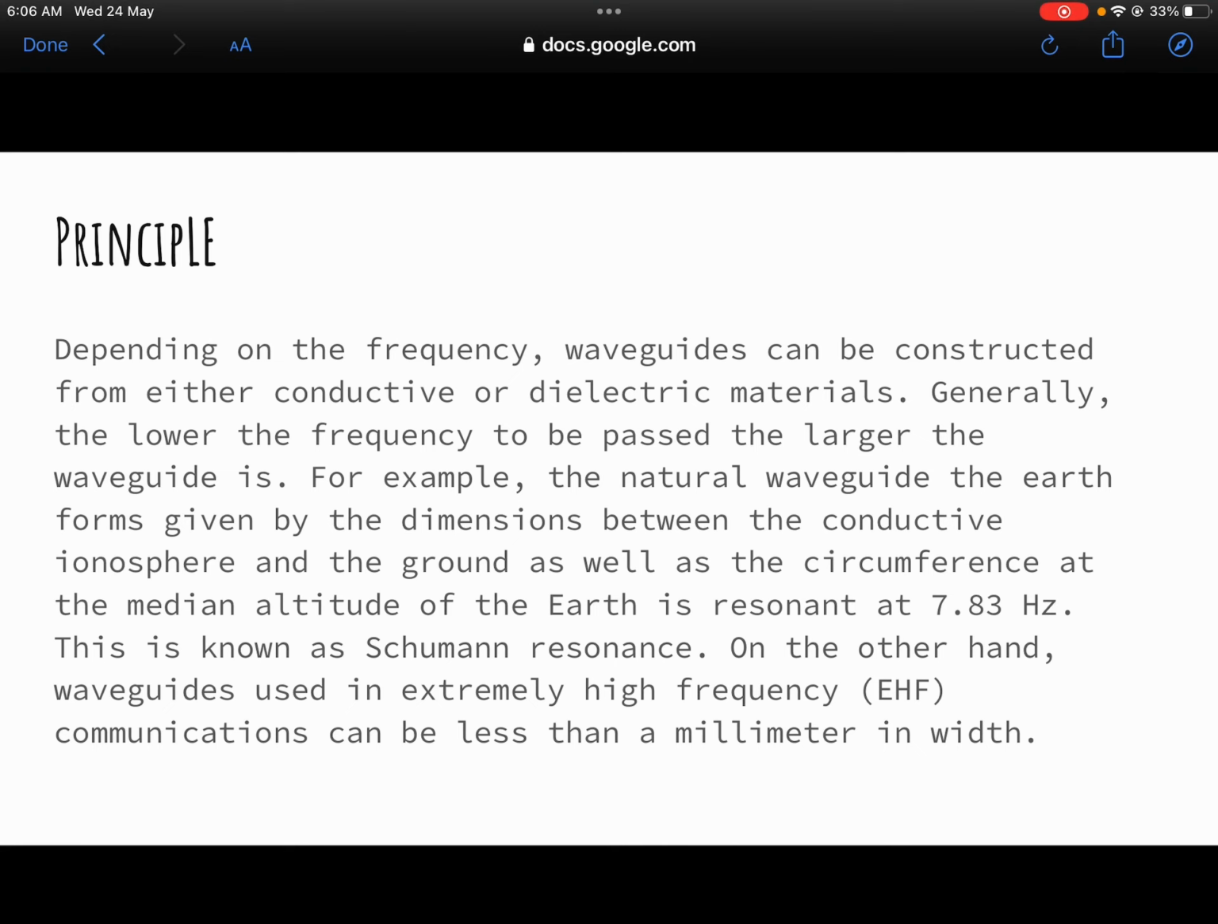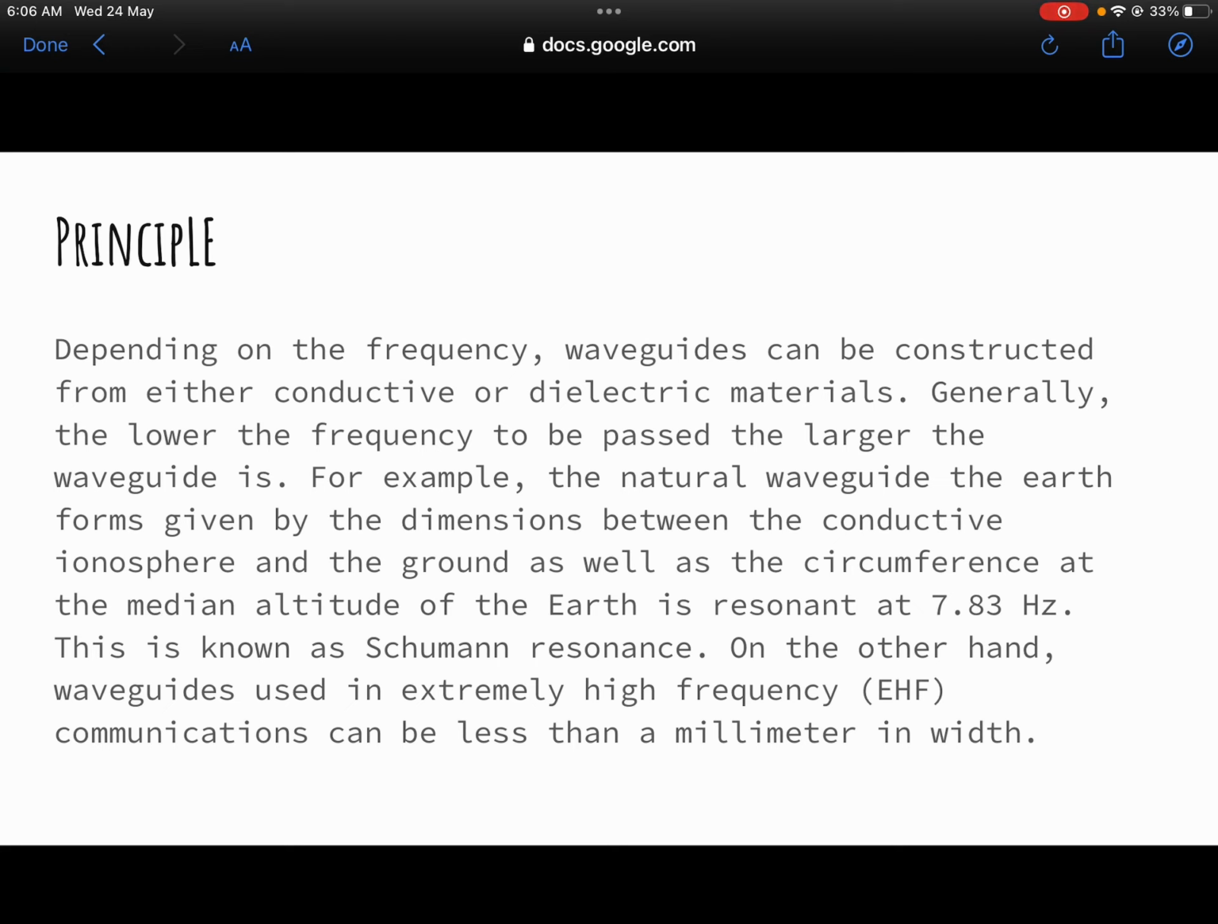Now let's talk about the principle of waveguides. Depending upon the frequency, waveguides can be constructed from either conductive or dielectric materials. Generally, the lower the frequency to be passed, the larger the waveguide is.